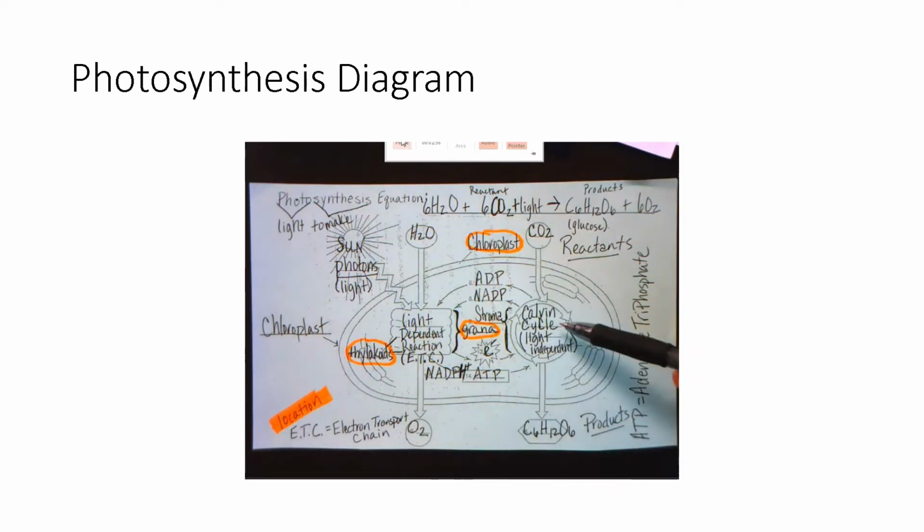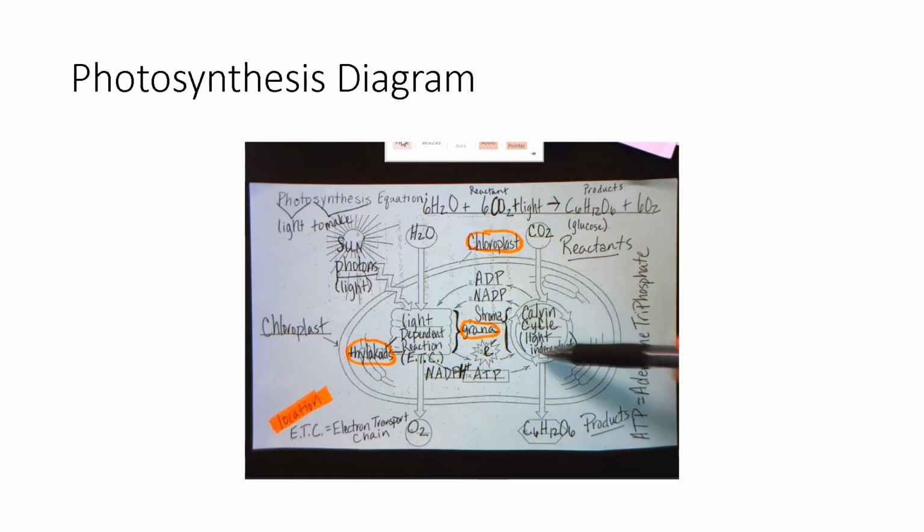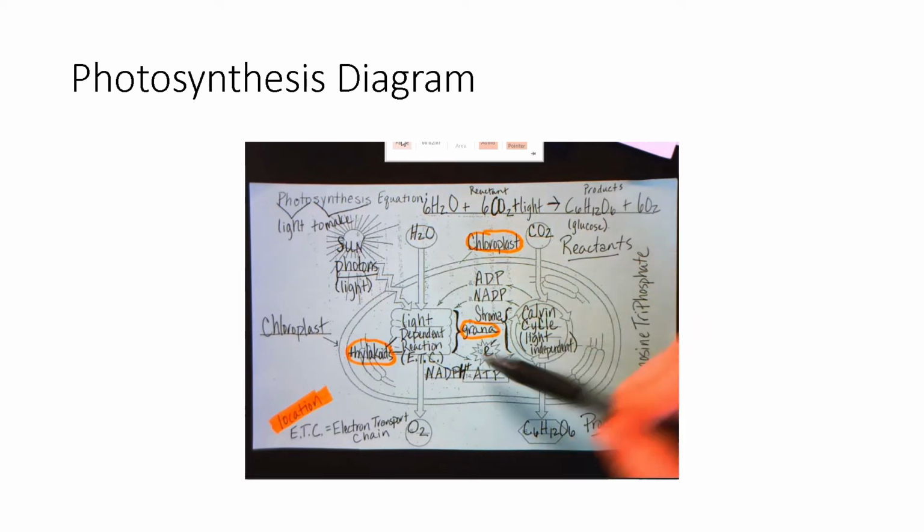It enters into the Calvin cycle, which is out in the stroma, which are the spaces in between the grana. That's where the Calvin cycle takes place. It is light independent. That means that you do not have to have light because the energy from the photon is already here in these three molecules.